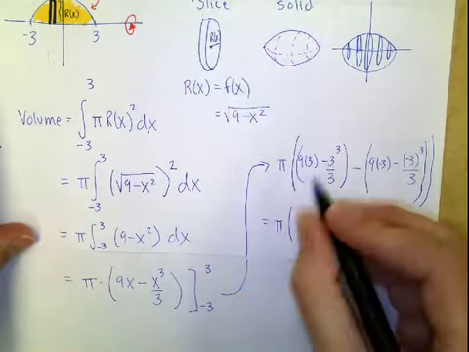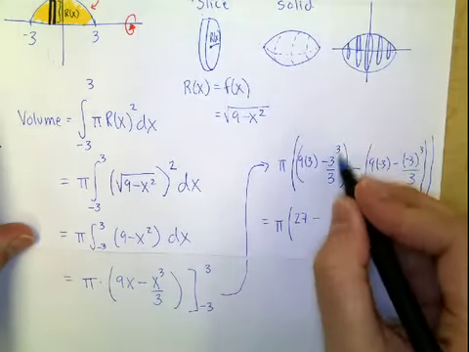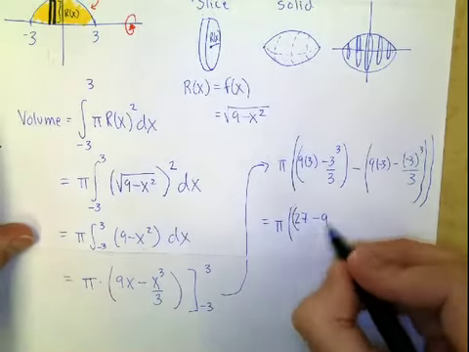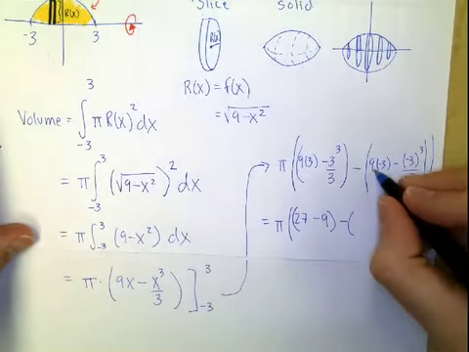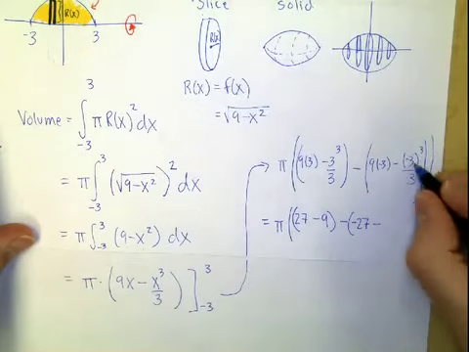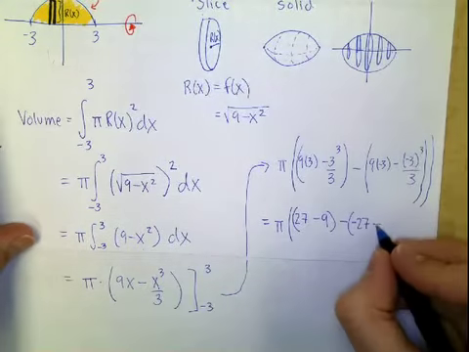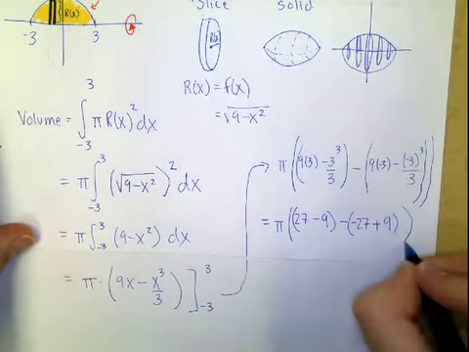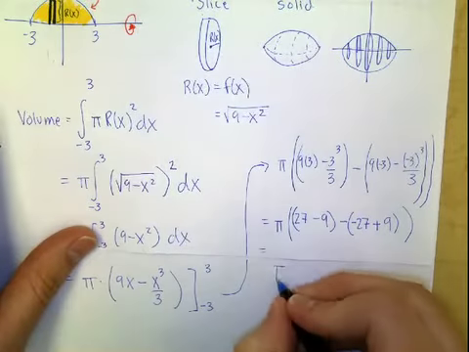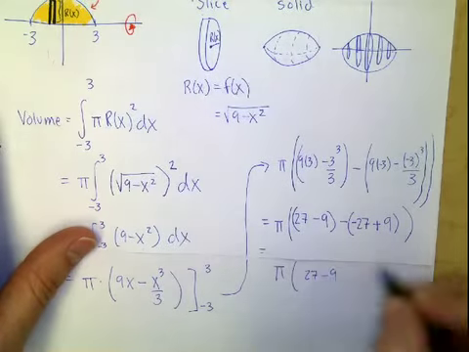So we got the pi in front. 9 times 3 is 27, minus 3 cubed is 27, but divided by 3 goes back to 9. So 27 minus 9, minus 9 times -3 is -27, minus -3 cubed is -27, divided by 3 is -9, so it's going to turn into plus 9.